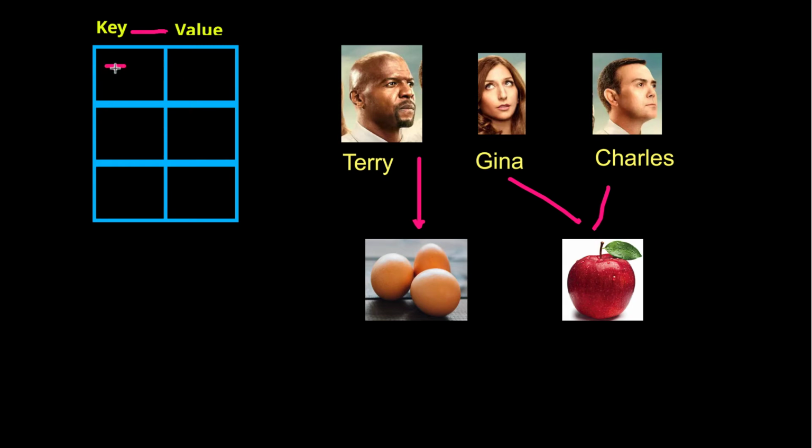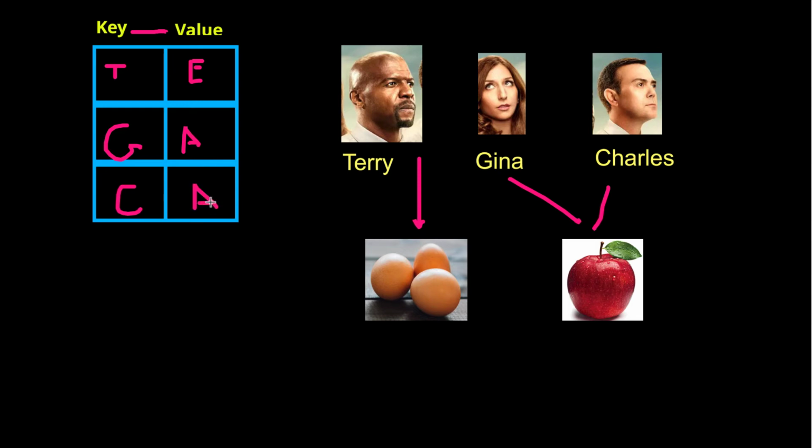So we have Terry here, we have Gina here, and we have Charles here. And the only reason I'm not writing out their full name is because my writing sucks and it would take too long. Now, if we were to map out what each of them had for breakfast, well, Terry had the eggs, Gina and Charles both had the apple.